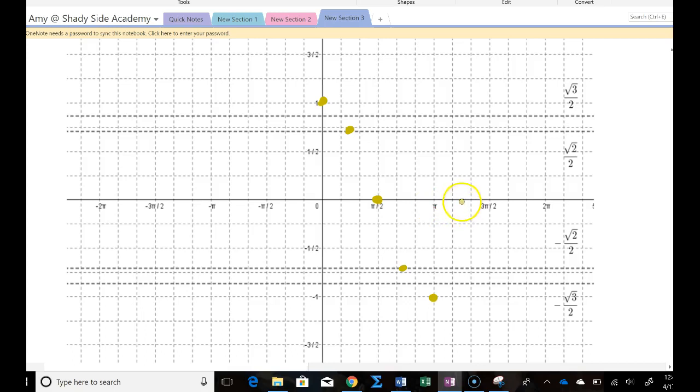5 pi over 4, we are in quadrant what? Quadrant 3. Reference angle 45 degrees. Cosine is negative radical 2 over 2. Okay, cosine of 270 degrees is 0. And now I'm going to kind of pick it up. Cosine of 2 pi, or 360, is 1. And of course here is 7 pi over 4. Cosine of 7 pi over 4 is radical 2 over 2. I'm going to go here and go negative a little bit.